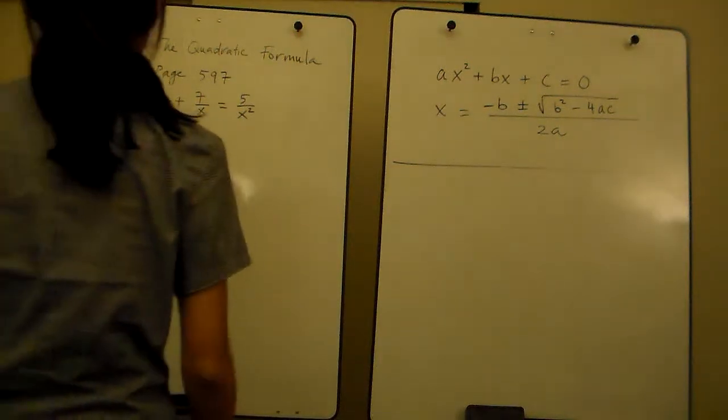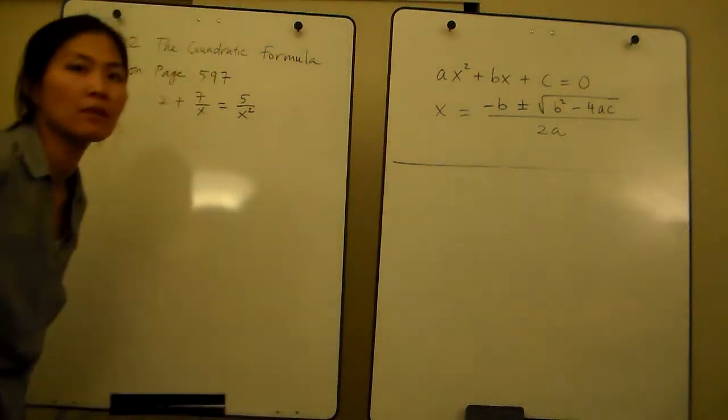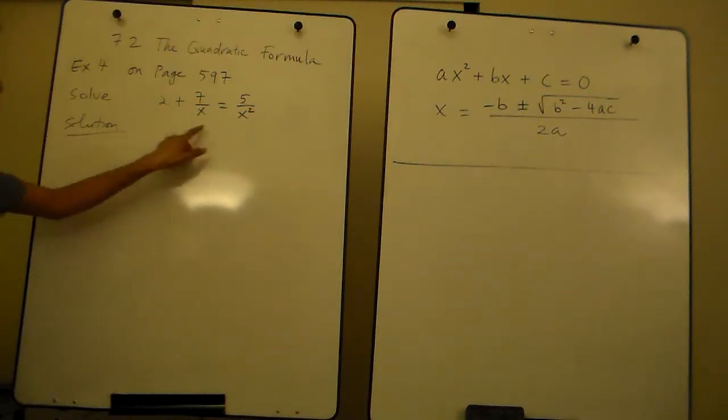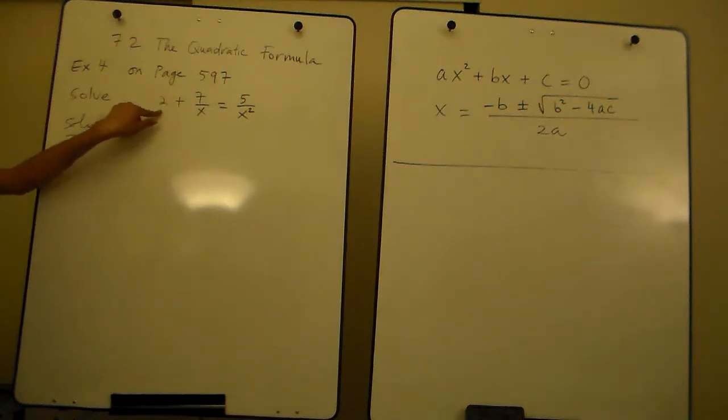Example 4 on page 597. Solve this equation. Now, you're not given an equation in quadratic form directly. For this case, you have to work around to get this quadratic form. This is a little bit tricky because you're given 3 terms, and this term has denominator x, this term has denominator x squared, and this term has a constant denominator.